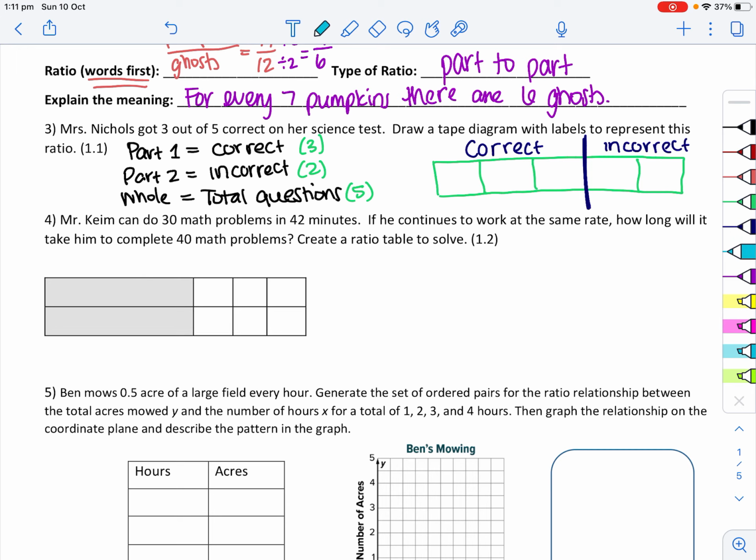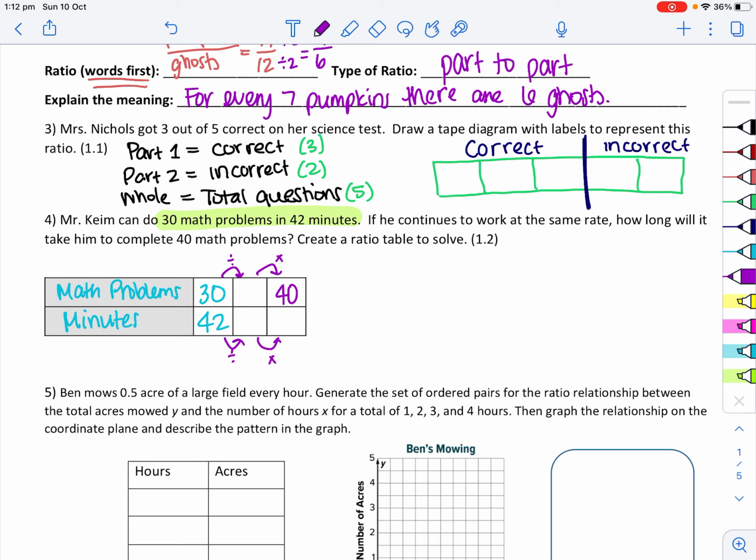Number 4 says Mr. Keim can do 30 math problems in 42 minutes. So this is my initial ratio right here. So in my table, I'm going to have math problems and then minutes. So he can do 30 math problems in 42 minutes. And then it says if he continues to work at the same rate, how long will it take him to complete 40 math problems? Well, I know that I cannot go from 30 directly to 40. So I need to divide first. Then I can multiply.